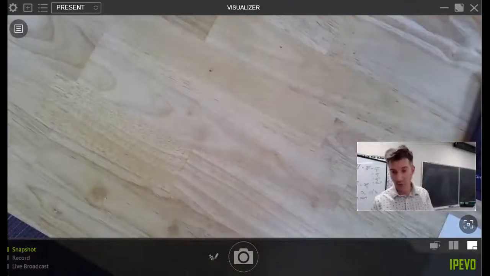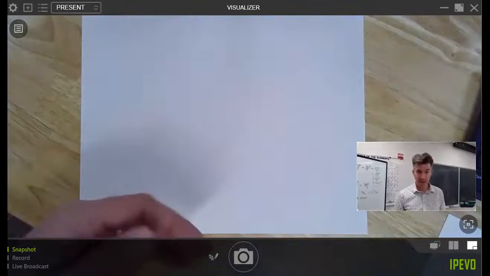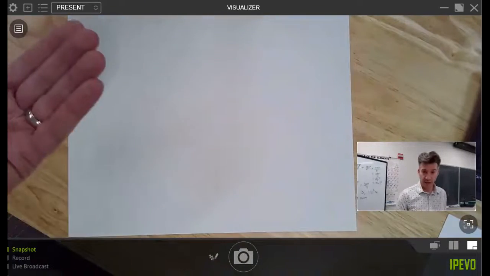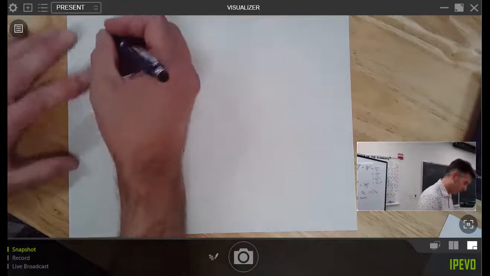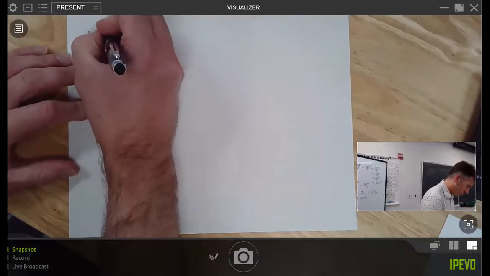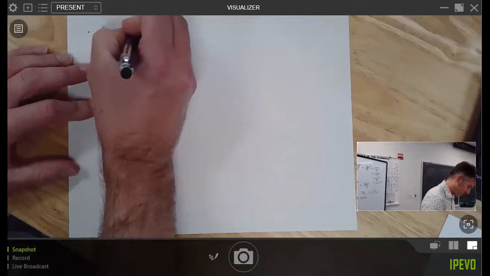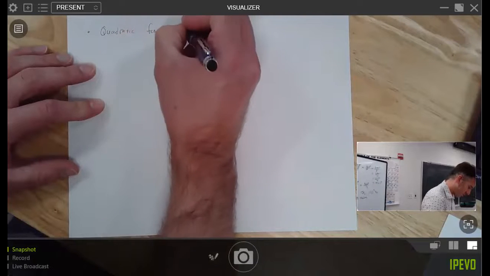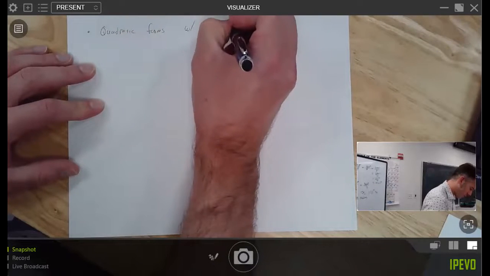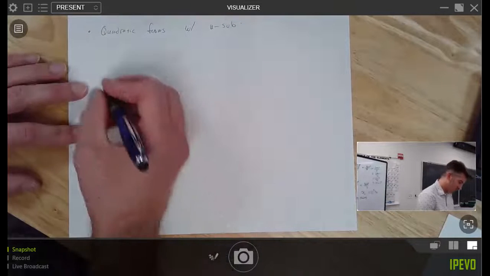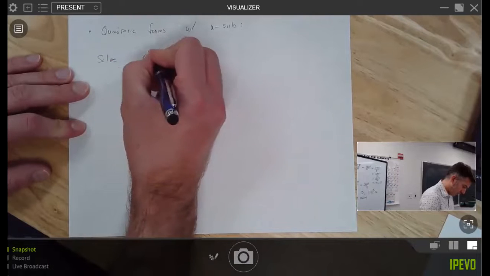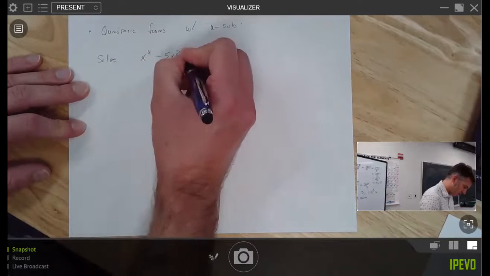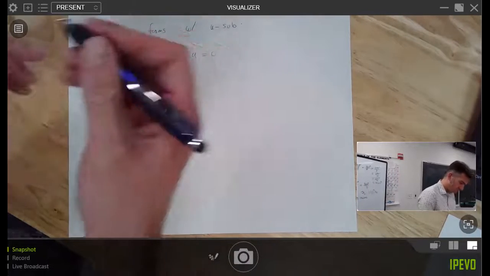So that's definitely a tool for factoring. If you know how to find the intercepts, then you can factor it. The other type of factoring we do sometimes is what's called quadratic forms with U-substitution. So for example, I want to solve x to the 4th minus 5x squared plus 4 equal to 0.